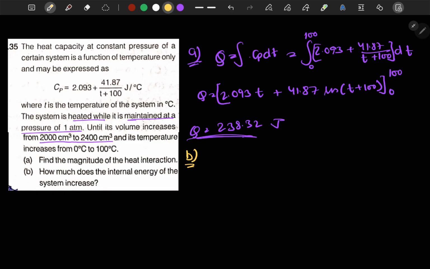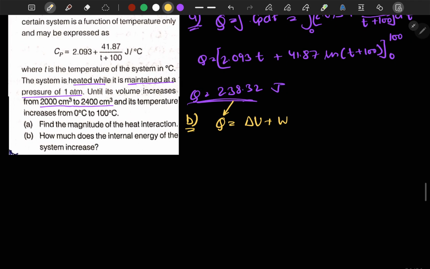So here we can apply the first law of thermodynamics first. The first law indicates that Q is equal to delta U plus W. We know the value of Q from part A. Delta U value you have to calculate, and the work done value we can calculate by work done is equal to P into delta V. And why this? Because it is mentioned that it is at a constant pressure of 1 atmosphere, okay.